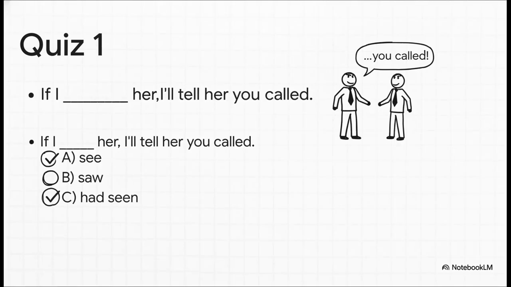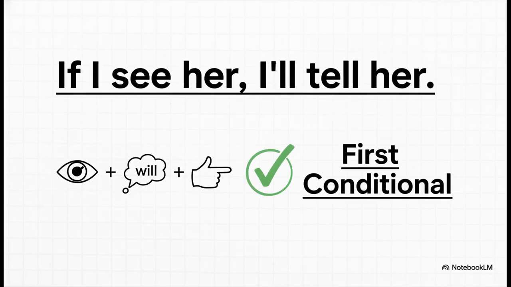Okay, quiz time. First question. If I blank her, I'll tell her you called. Now look at that second part. I'll tell her. That's your big clue. Are we talking about a real possibility or something unreal? Your options are see, saw, or had seen. And the answer is A, see.